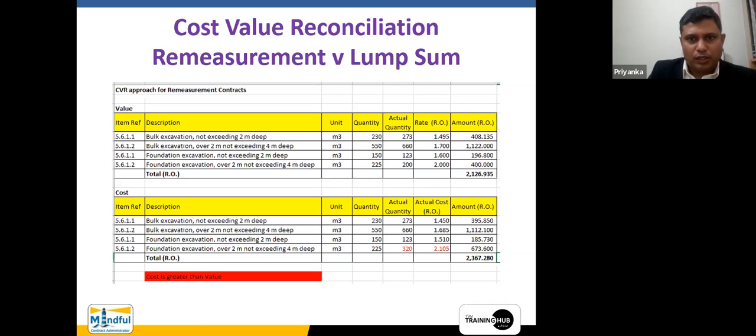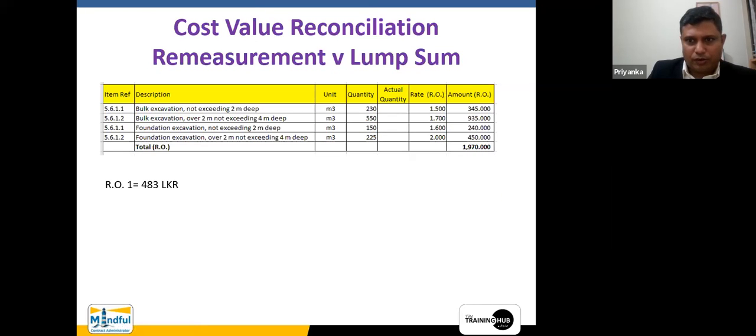Therefore, when you are doing a remeasurement versus lump sum contract, you can see, right, both the quantity and the rate will change in the remeasurement type of contract when you are doing the cost value reconciliation. But when you are doing a lump sum contract, again you are doing the same thing, but you are getting paid for what is given in the BOQ only. That is the difference between doing a cost value reconciliation in a remeasurement type of contract and a lump sum contract.